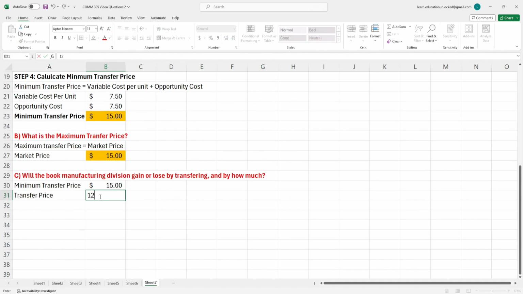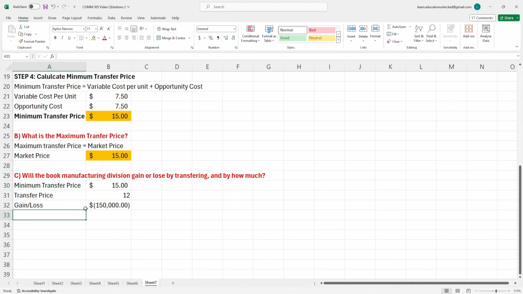So your transfer price is 12, and our gain slash loss is what we're going to have to calculate. So the transfer price is 12 minus the 15 times the amount of units, so 50,000. So the book manufacturing division is losing $150,000 by transferring. I'll highlight that. So that is our answer.